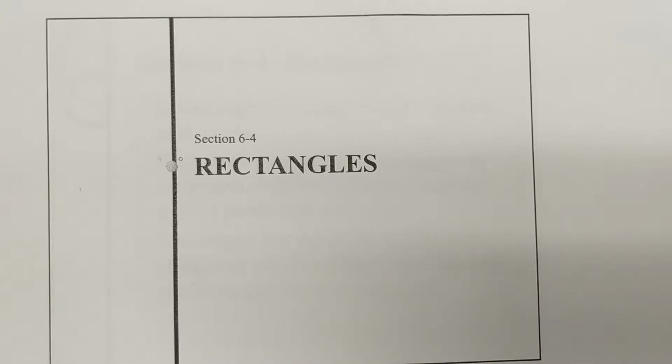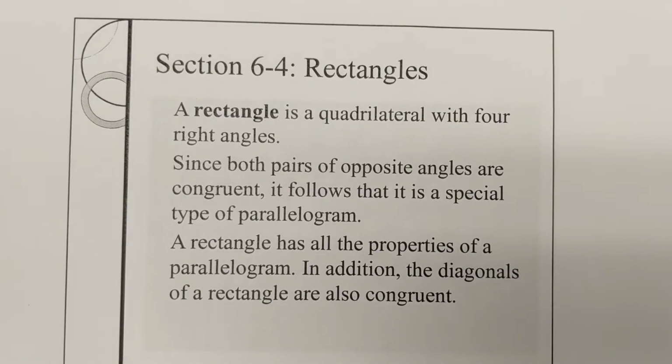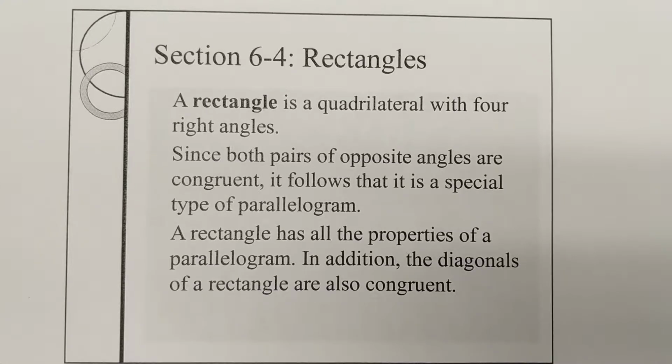All right, here we have section 6.4, which deals with rectangles. So there's our main ideas, one new vocab word. A rectangle is a quadrilateral with 4 right angles. Since both pairs of opposite angles are congruent, it's a special form of a parallelogram. So a rectangle has all the properties of a parallelogram.